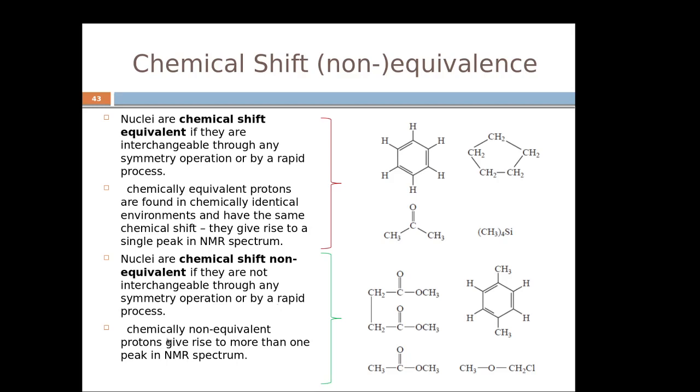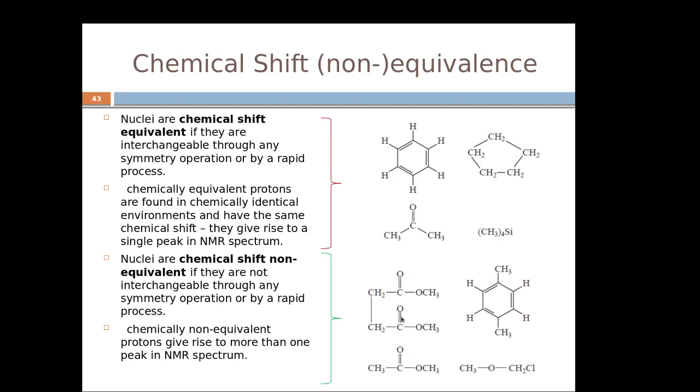Okay, so normally if you consider 2 sets of proton nuclei, if they are in chemically non-equivalent environments, then they give NMR peaks at 2 different frequencies in the NMR spectrum.